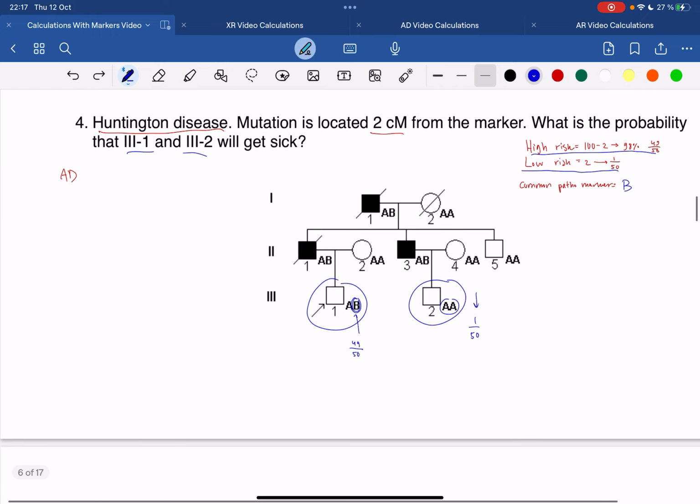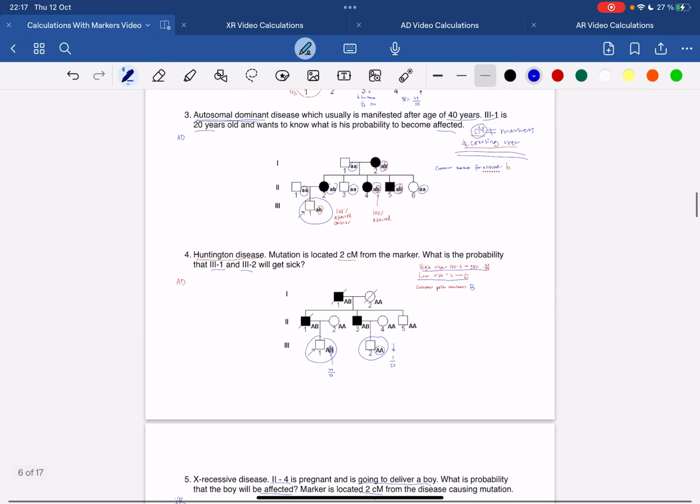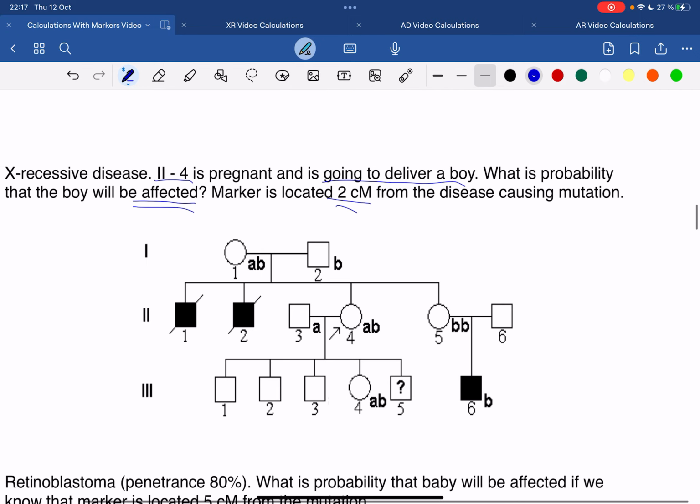Next up is X recessive disease, so XR. 2-4 is pregnant and is going to deliver a boy. What is the probability that the boy will be affected? The marker is located 2 centimorgans away from the disease-causing mutation.